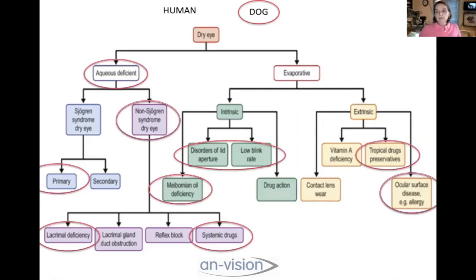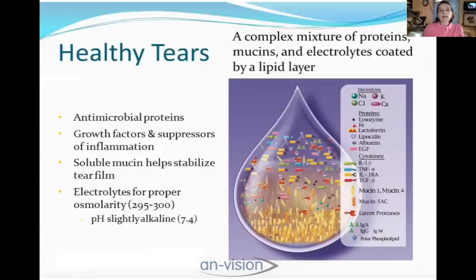Or here, big thing is the allergy. The allergy can cause evaporative tear film disease. So just to give you the scheme, this overview, if you have healthy tears, you get lots of good things in there. We talked about the different ingredients.